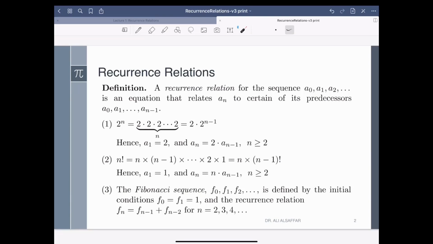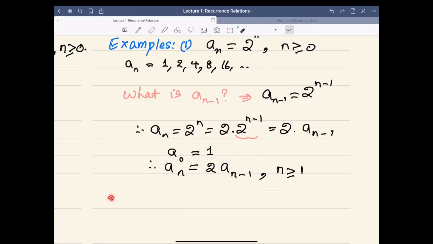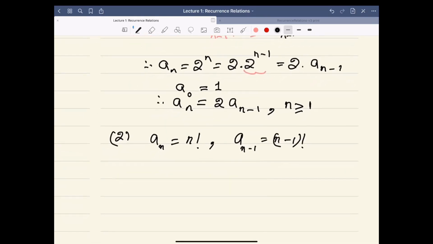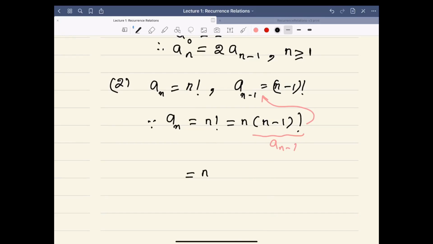If you go to the next example, it is for factorial. Now for factorial, the second example, number 2, if we label the factorial as AN, what will be AN minus 1? It will be n minus 1 factorial. So we will start by defining AN, since AN is equal to n factorial, and we all know that n factorial is equal to n multiplied by n minus 1 factorial. But n minus 1 factorial is the value of AN minus 1. So you can simply replace n minus 1 factorial by AN minus 1. So this is the value of AN. The question is, what will be the initial value?